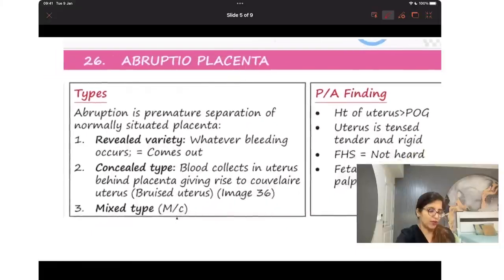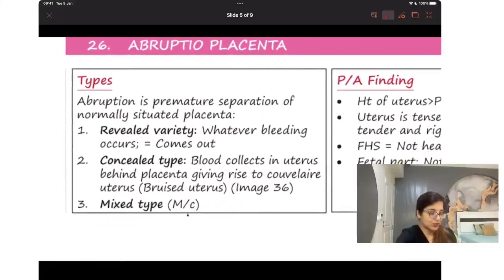Now, over here in your one touch it is written abruptio is premature separation of a normally situated placenta. Here the placenta is normally situated, and where is a placenta normally situated? A placenta is normally situated in the upper uterine segment. So there is a revealed variety, that means whatever bleeding occurs comes out, and there is a concealed type of hemorrhage where blood collects inside the uterus behind the placenta.